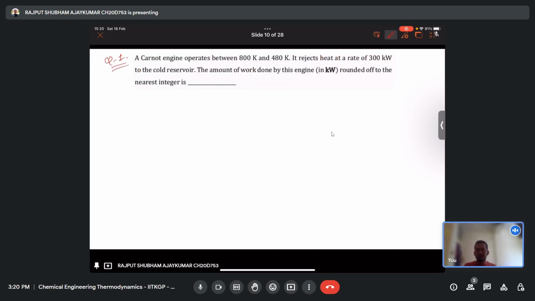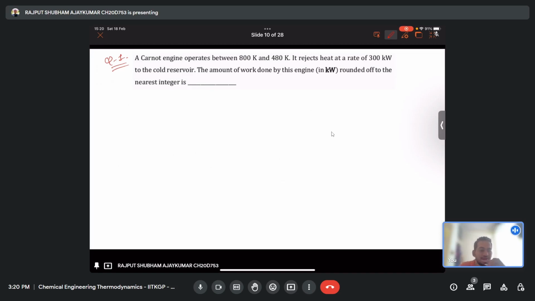A Carnot engine operates between two temperatures, T1 and T2. The first temperature is 800 Kelvin and the second temperature is 480 Kelvin, and it rejects heat at a rate of Q, given as 300 kilowatt, to a cold reservoir. That is, a heat source and a heat sink are given. Find the amount of work done by this engine in kilowatt, rounded up to the nearest integer.